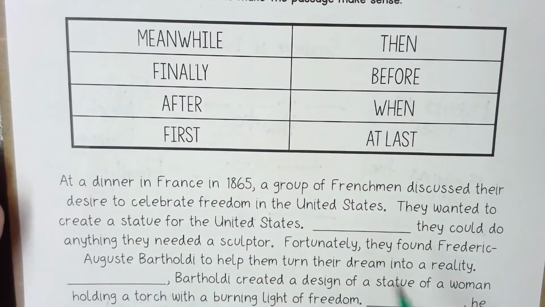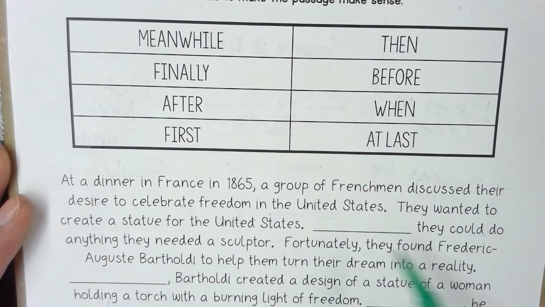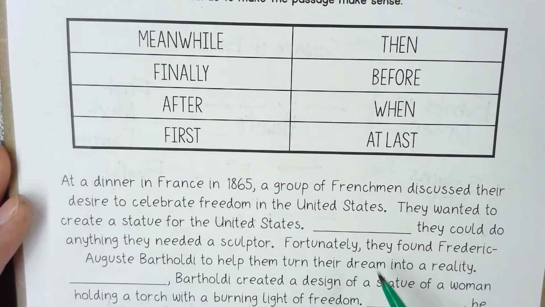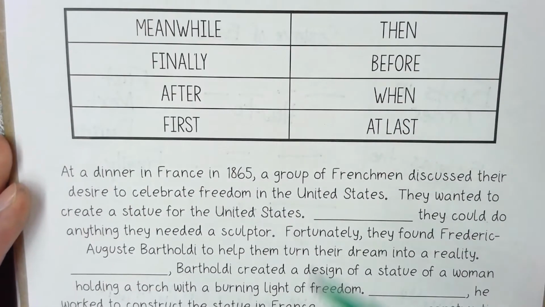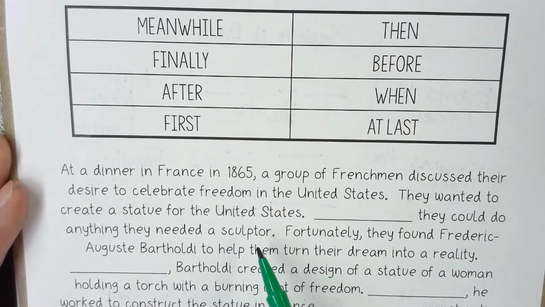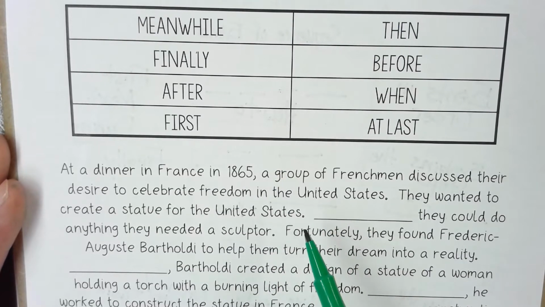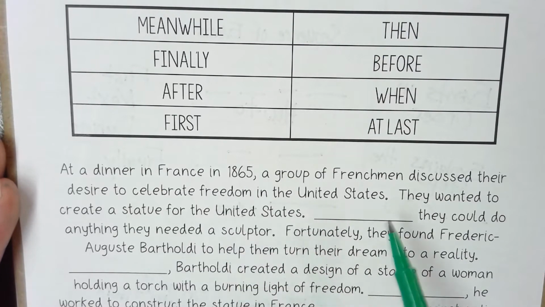So let's plug them in. Meanwhile, they could do anything. They needed a sculptor. No. Finally. No, we know finally should be at the end, so it can't be at the beginning. They're wanting a sculpture. They want to start making the statue, but they need a sculpture.